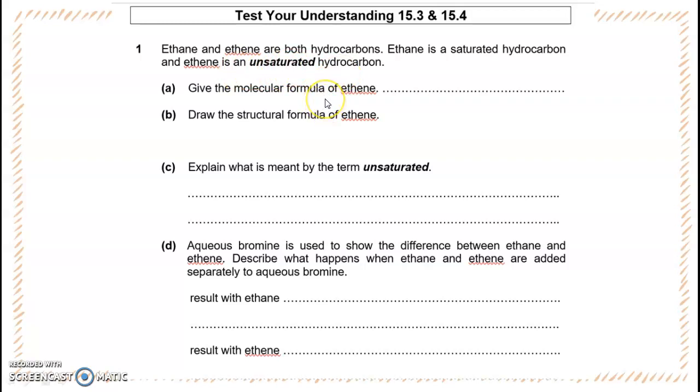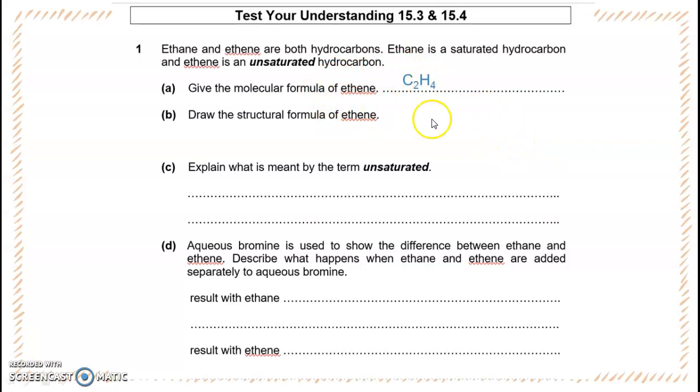Okay, I hope by now you are very familiar with the general formula for alkane and alkene. So alkene has a general formula of CnH2n. So therefore, eth means that there are two carbons, so it should be C2H4.